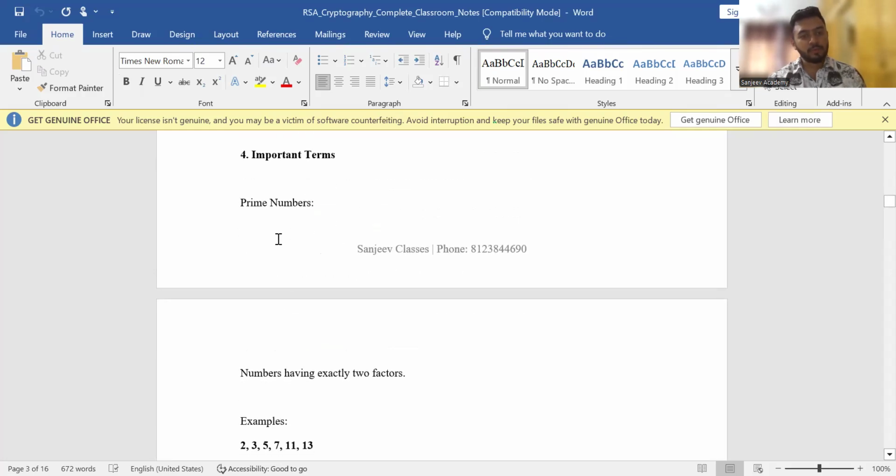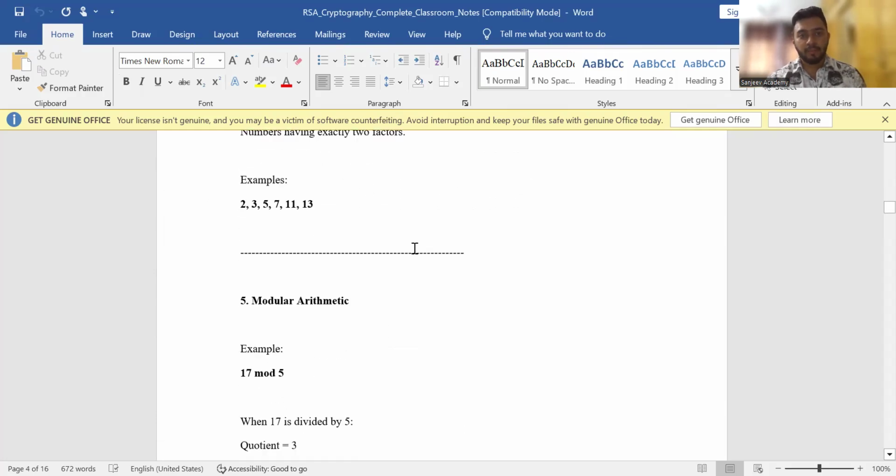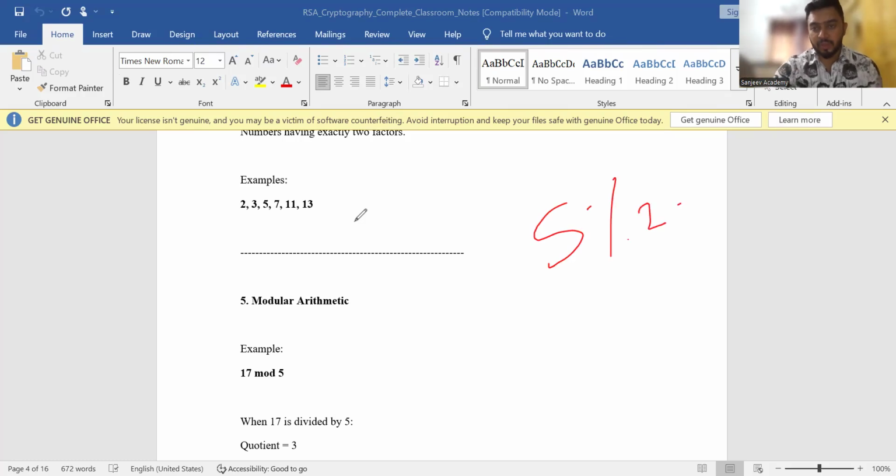Okay, so the important term here is prime number. Prime number means a number having exactly two factors. Modular arithmetic, I'll write it down here. Let's take 5 modulus 2. Answer is 1.